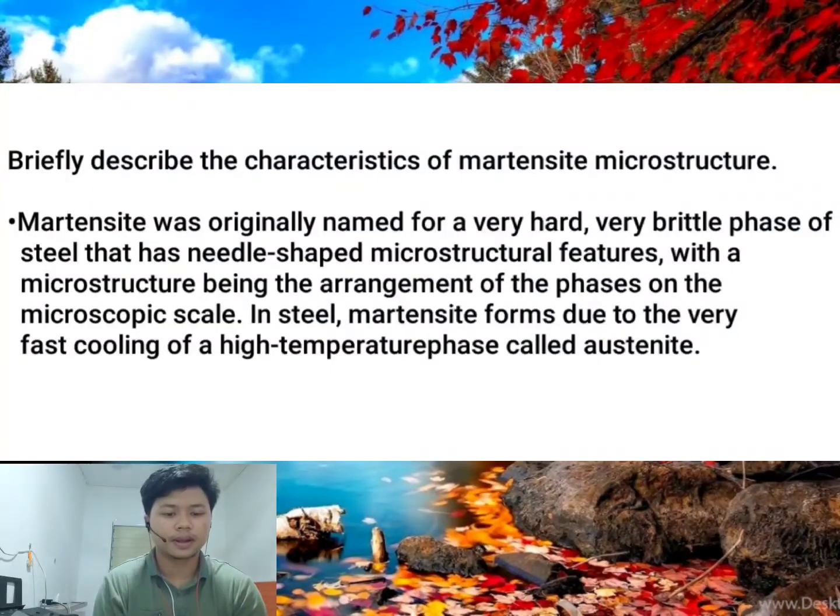Briefly describe the characteristics of martensite microstructure. Martensite was originally named for a very hard, very brittle type of steel that has needle-shaped microstructural features, with microstructure being the arrangement of the phases on the microscopic scale. In steel, martensite is formed due to the very fast cooling of a high-temperature phase called austenite.